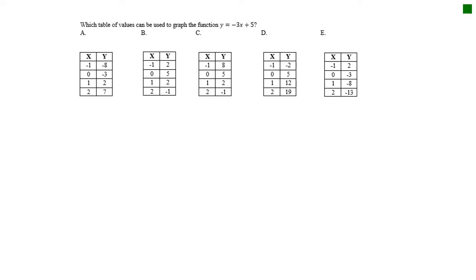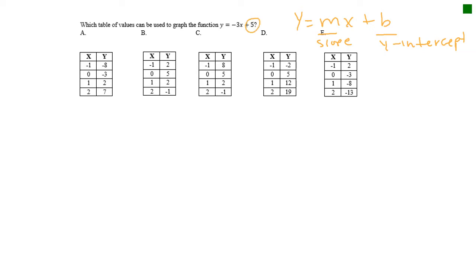All right, number 3 is the same thing. Which table of values can be used to graph the function y equals -3x plus 5? You need to match the data table with the function. All right, well, what do I know about my function? Remember, y equals mx plus b. Okay, m means slope, b means y-intercept. Based on my equation, I already know my y-intercept. It has to be 5.